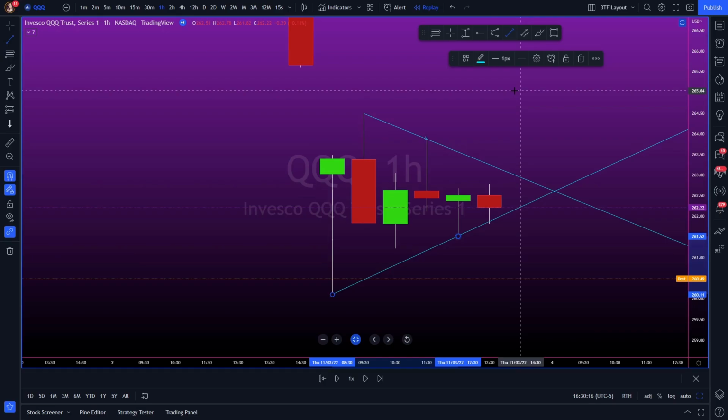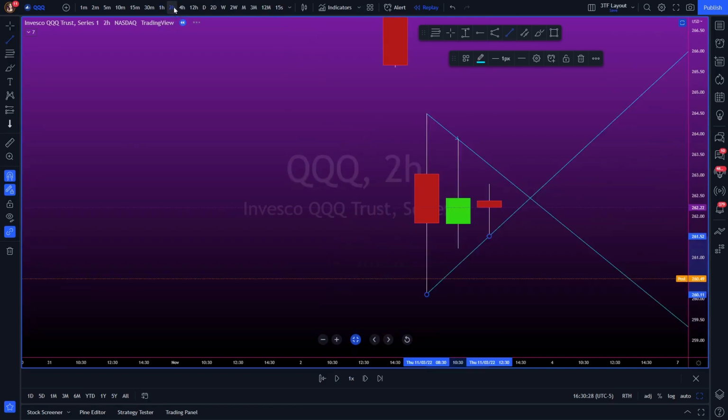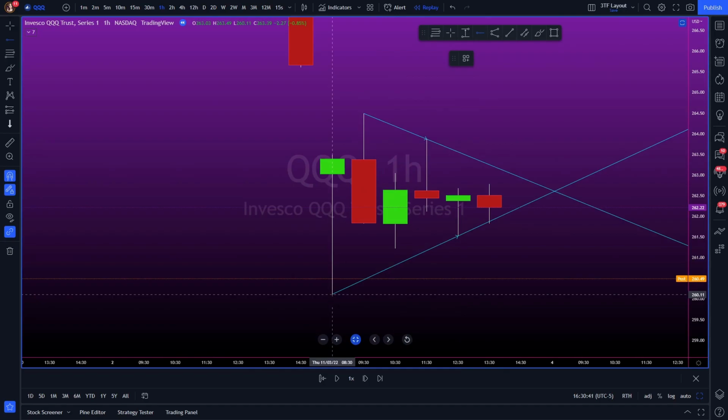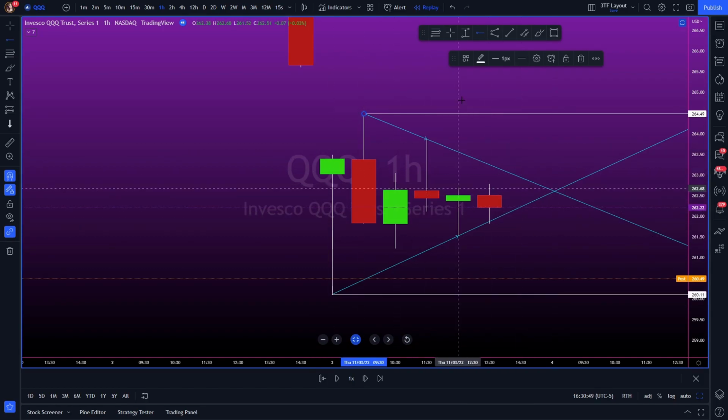And a little fun fact on tightening ranges is on a higher time frame, they are an inside bar. So if you go to, let's say, a 2-hour chart, you had double inside 2-hour candles. So looking at this, you have your low and you have your high, and price has been stuck in this range the entire day. So what do you do? How do you play it?